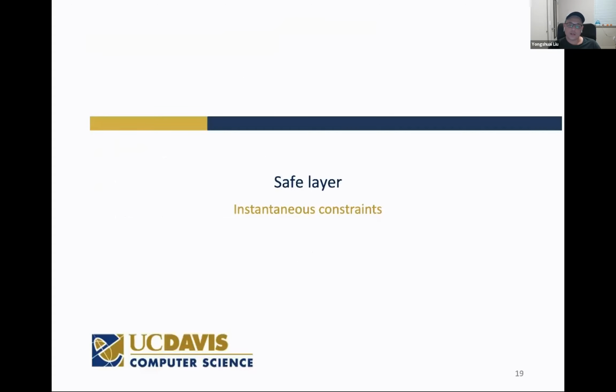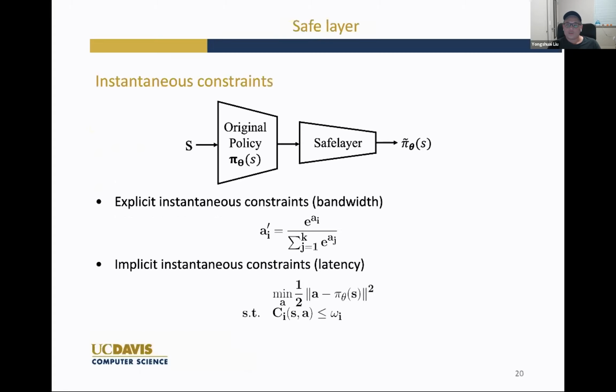The idea for solving the instantaneous constraint is to introduce a safety layer to the policy network. This is an idea borrowed from the literature. Basically, at a given state, the original policy will give us a set of actions.